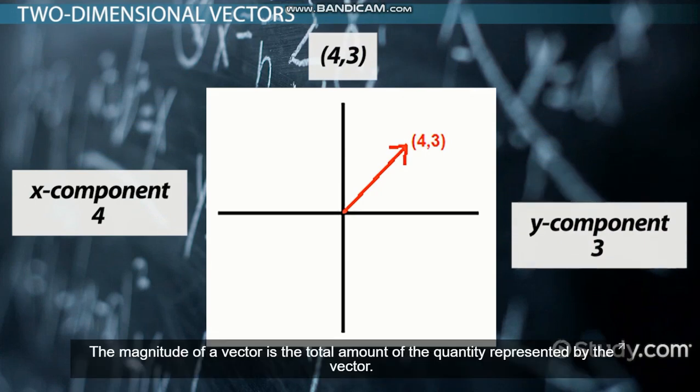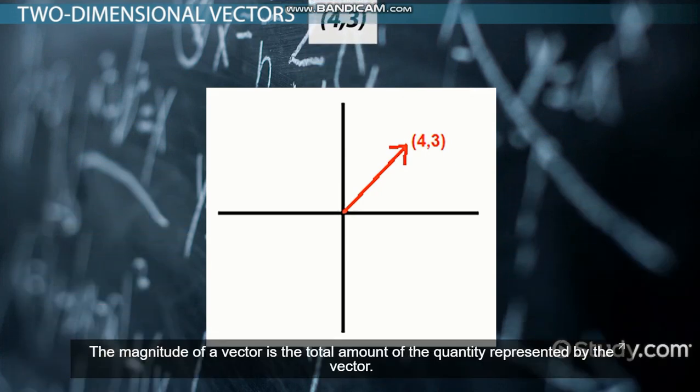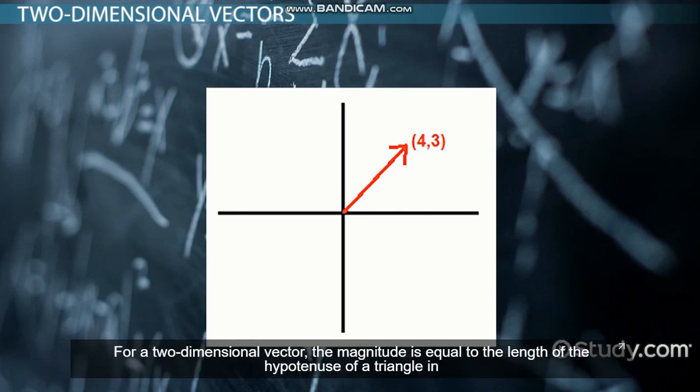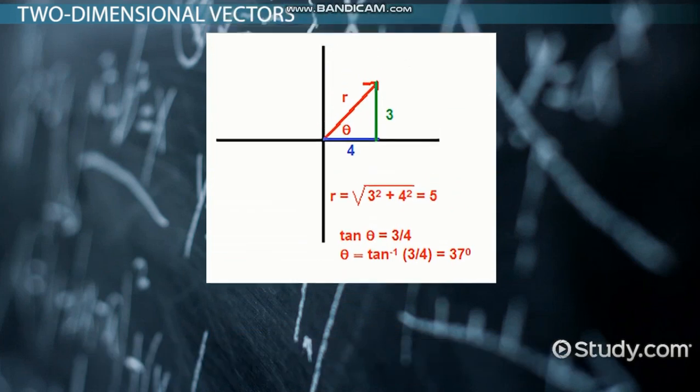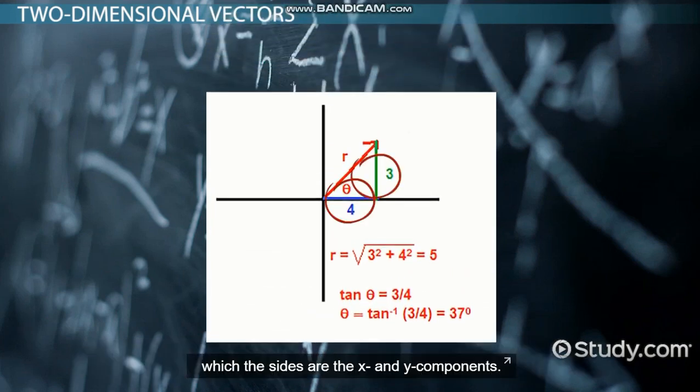The magnitude of a vector is the total amount of the quantity represented by the vector. For a two-dimensional vector, the magnitude is equal to the length of the hypotenuse of a triangle, in which the sides are the x and y components.